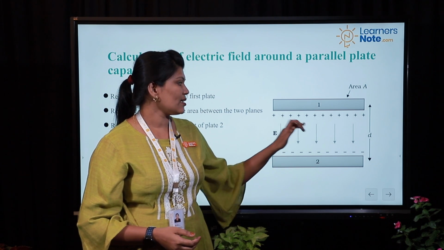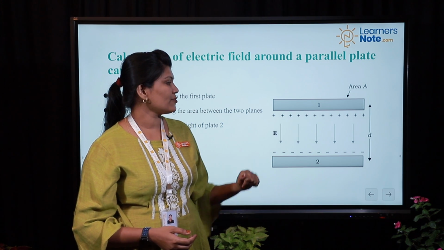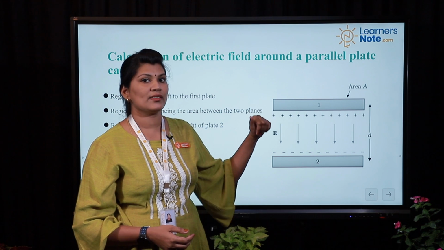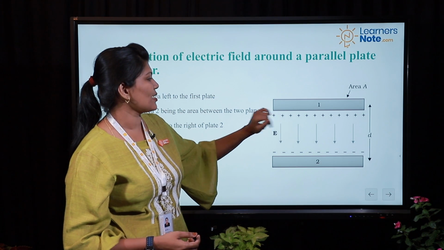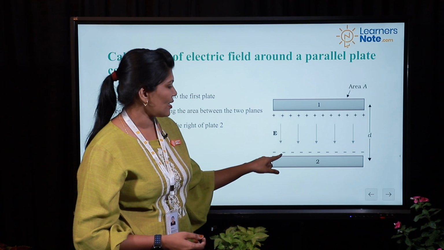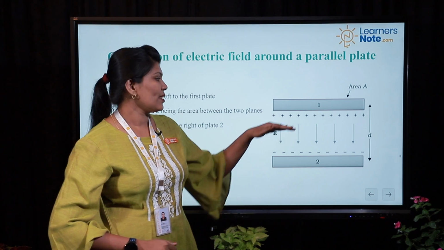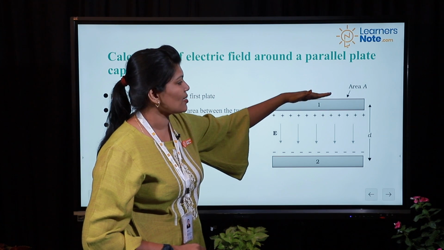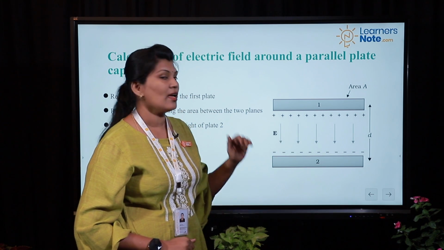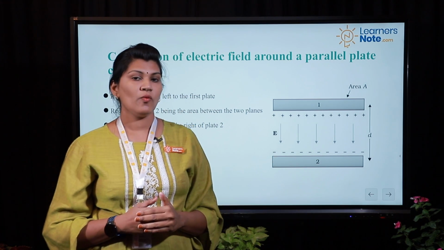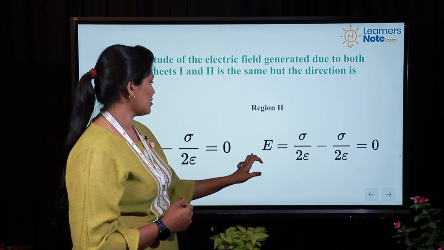Then consider region 2, the region in between. Here the electric field lines are in one uniform direction, from top to bottom. These field lines start from the positive charges and end at the negative charges, having the same direction. So the electric field relating to the right side of the first plate and the left side of the second plate will not be cancelled. So what will be the total electric field in this region 2?